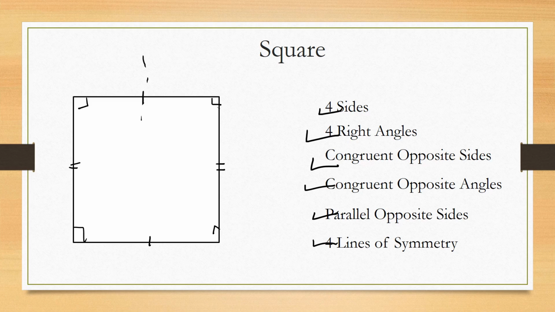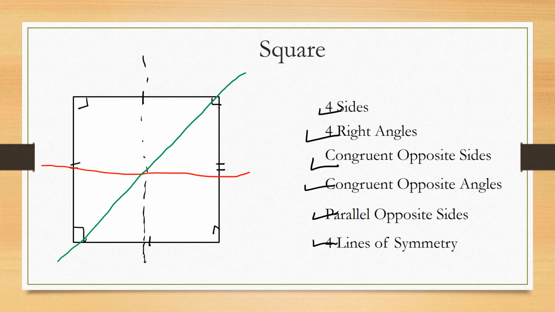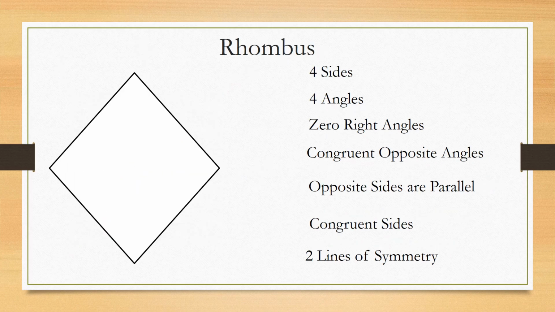This is one line of symmetry right here. One line of symmetry right here. One line of symmetry right here. And one line of symmetry right here. So this is 1, 2, 3, 4 lines of symmetry. That's the square. The rhombus.